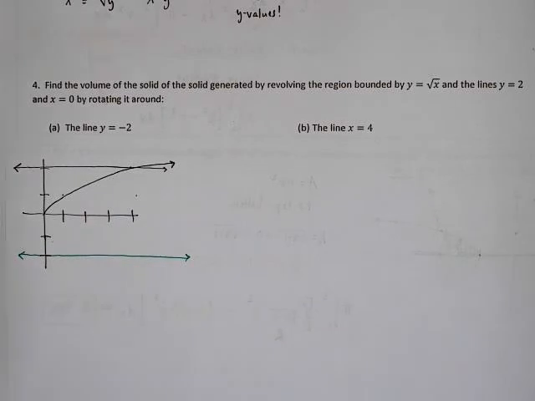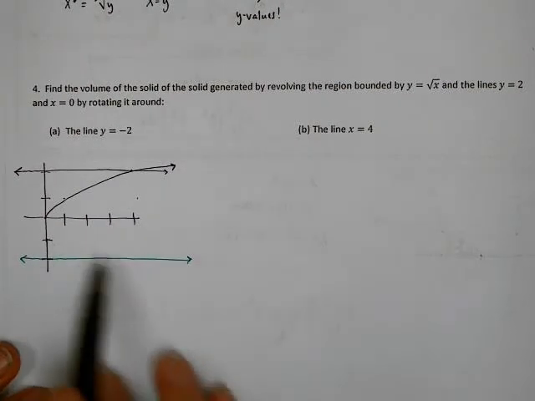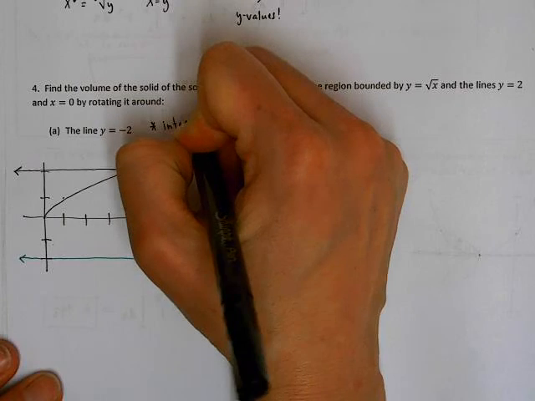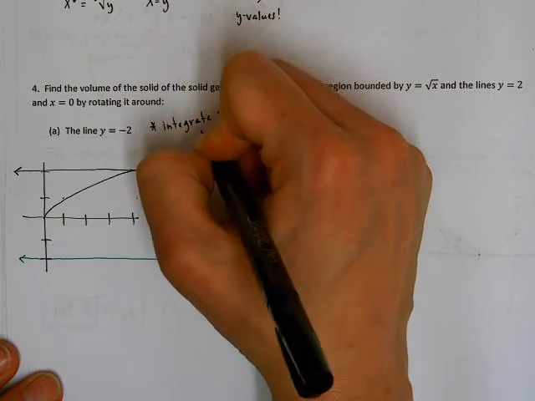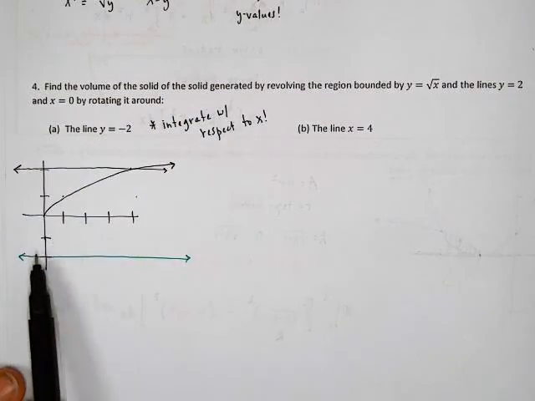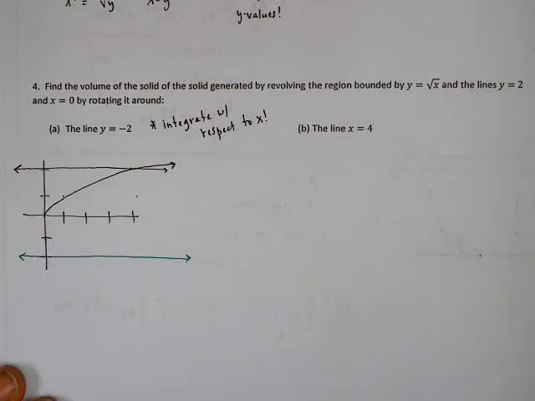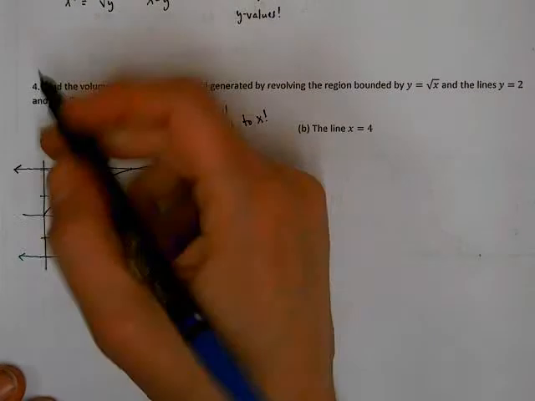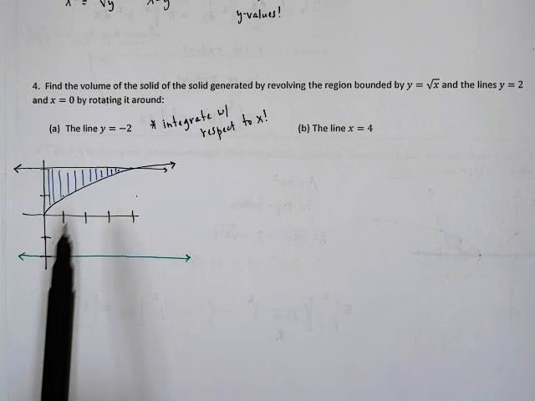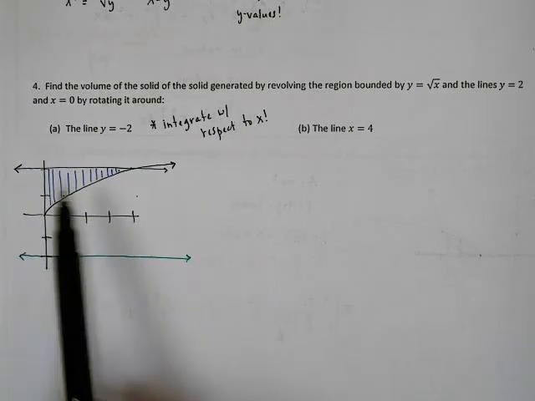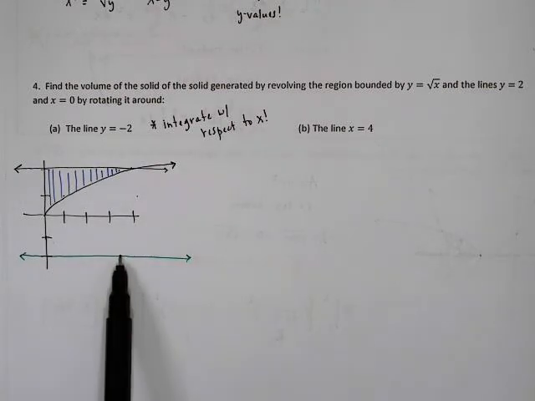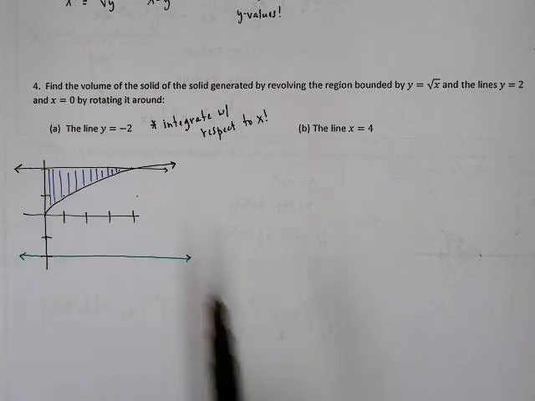Now here's what we have to think about. Since the line y equals -2 is parallel to the x-axis, I'm going to make a note here that we're integrating with respect to x, because again, that line y equals -2 is parallel to our x-axis. So the region we're revolving is this one here. And obviously we have a huge space between the region being revolved and our axis of revolution, so we're going to have a hole in the middle.